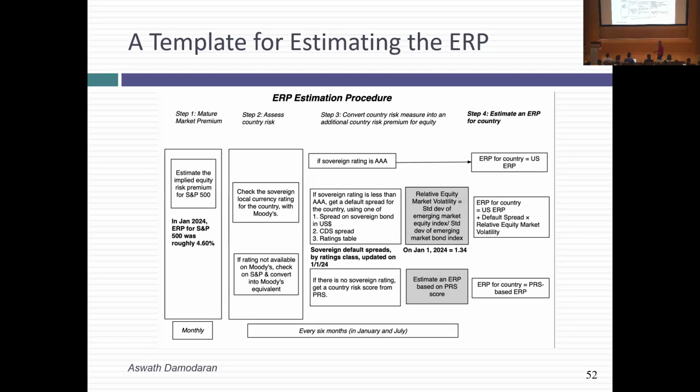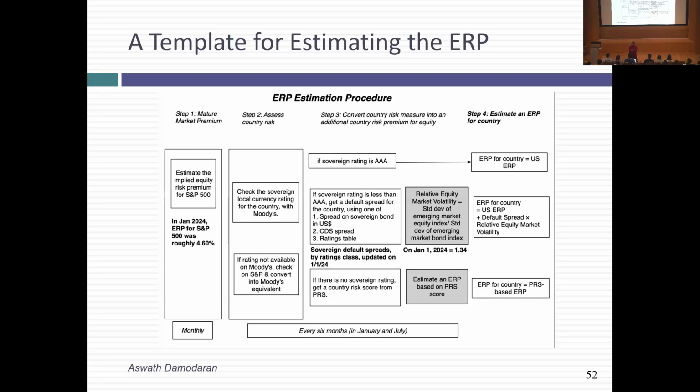You see, what am I going to do with that? Let's say your country has a 2% default spread based on its rating or whatever. I'm going to multiply the 2% by 1.34. I come up with 2.68%. Then I'm going to take the 2.68%, add it to the 4.6%, and I have an equity risk premium for your country. And I do this for every country.